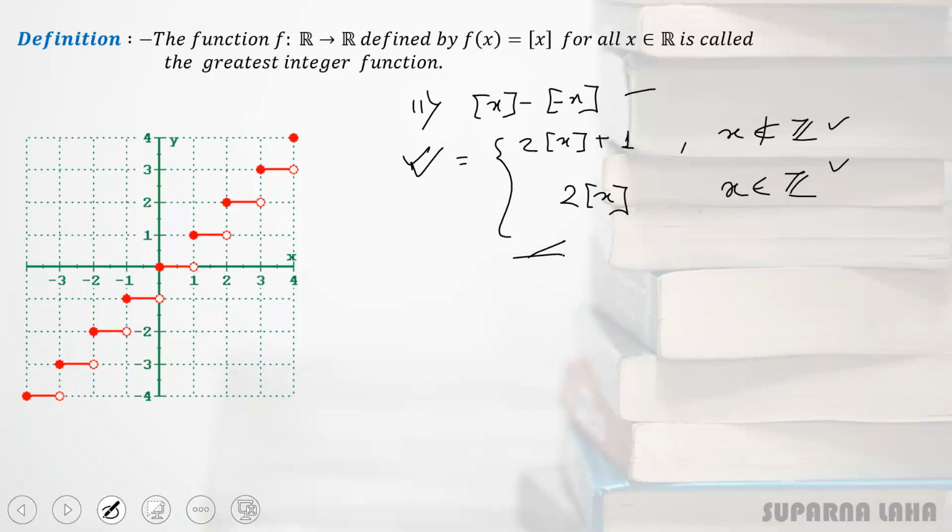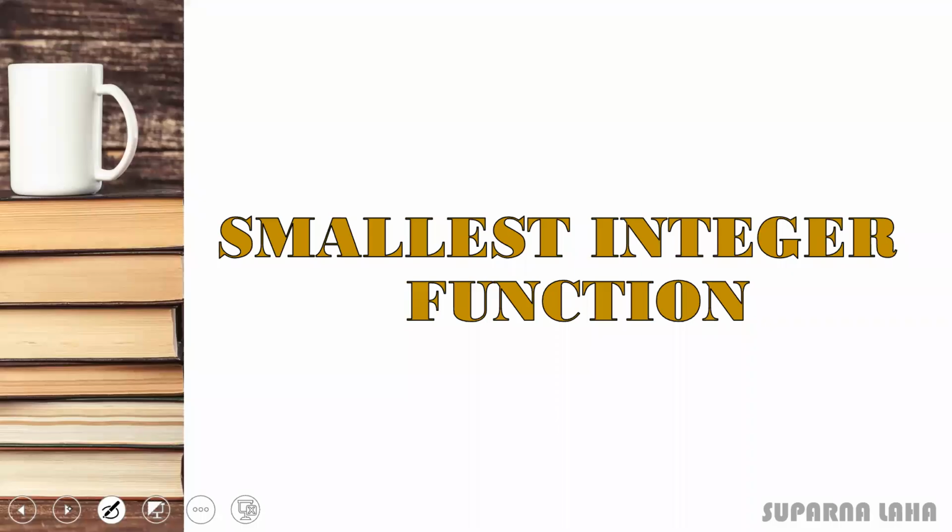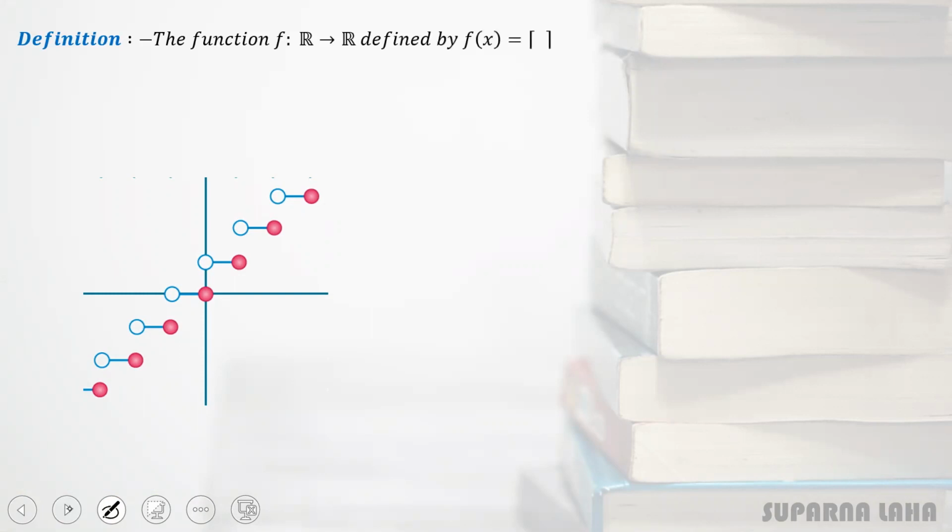Okay, so let us move to the next one, that is the smallest integer function. What do you mean by the smallest integer function? So let us take its first definition. The function f from R to R is defined by this symbol, that is, we will use the third bracket except the lower portion.